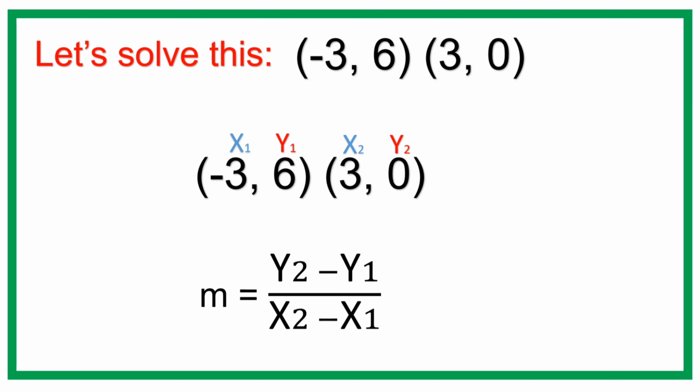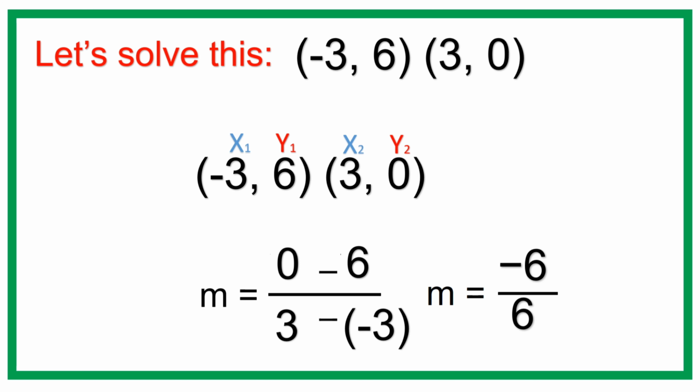What is our y2? Yes, 0. How about our y1? There we can see it's 6. How about our x2? Our x2 is 3. And our x1 is -3. Now, we just simply solve it. 0 minus 6 is -6. 3 minus -3 is 6. So our final answer is -1. Just like that. You got it.